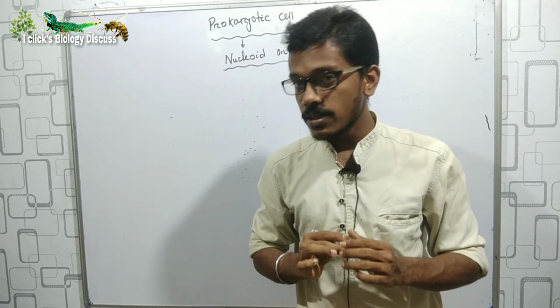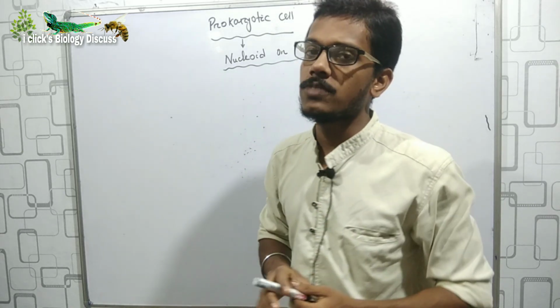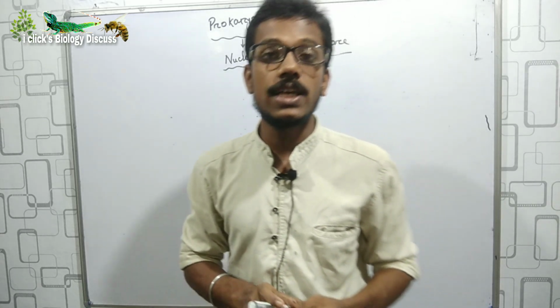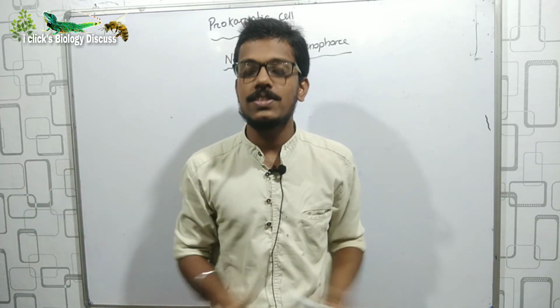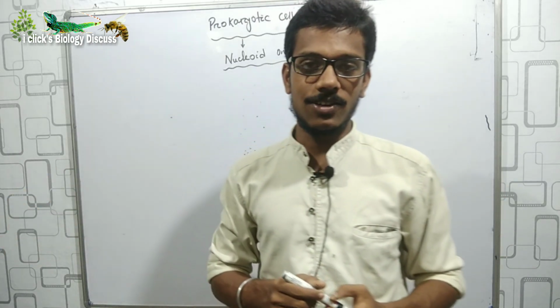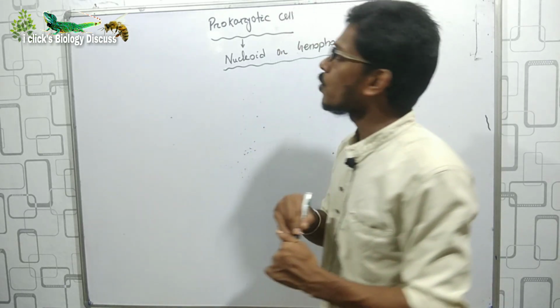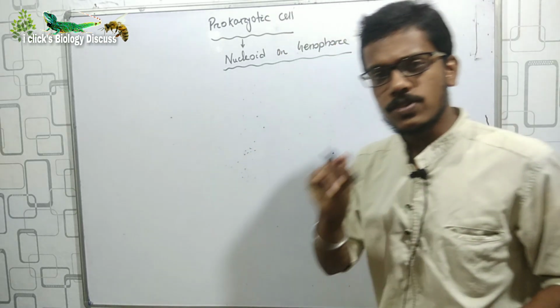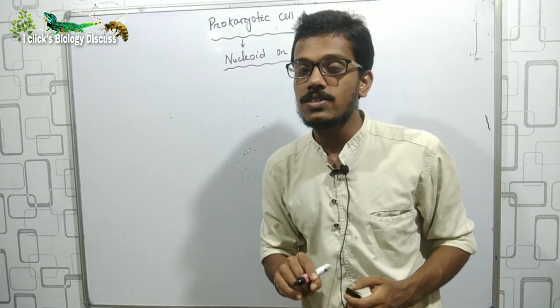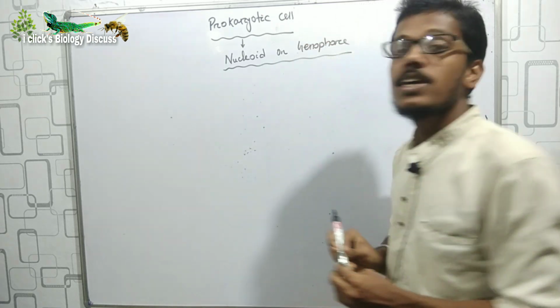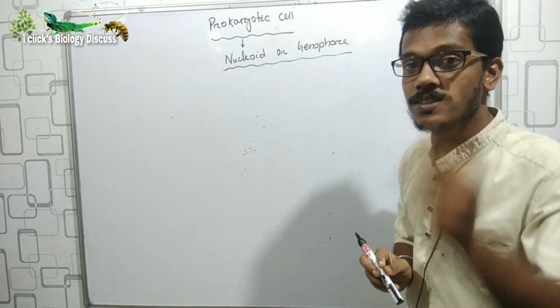But as we know, in the nucleus there is presence of genetic material. What is that genetic material? Genetic material means the DNA. So in a prokaryotic cell, there is absence of nucleus, but the main constituent of the nucleus, that is the DNA, is present.